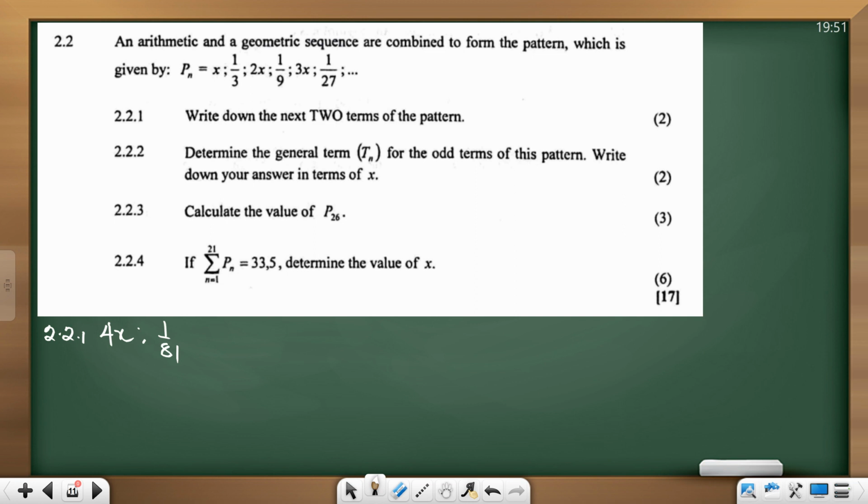Determine the general term for the odd terms of this pattern. Which ones are the odd ones? Let's quickly write the odd pattern out. It is x, 2x, 3x. That's the odd, 1, 3, 5. What's our general term? It's an arithmetic, right? What's the difference? x. So my Tn, I start by writing the difference, x or nx. We agree.